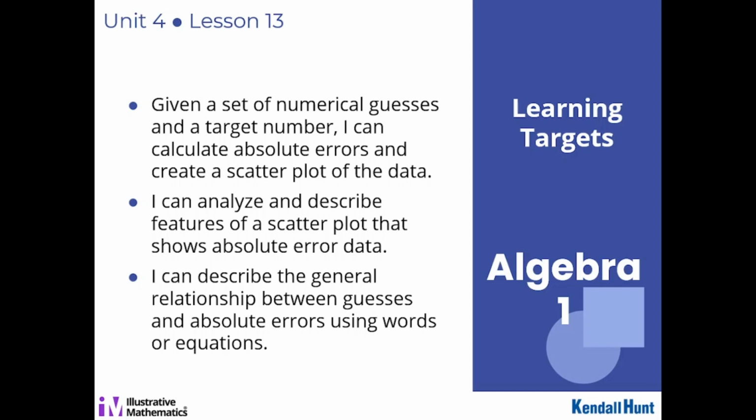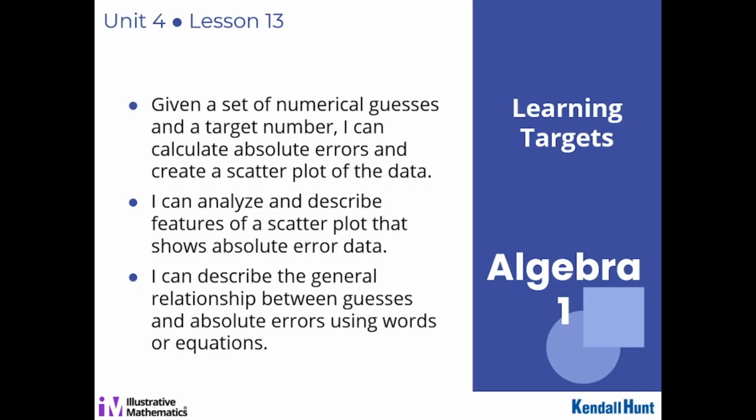Learning target number 1. Given a set of numerical guesses and a target number, I can calculate absolute errors and create a scatter plot of the data. This simply means if I give you a list of guesses and I give you what the number should have been, you can tell me how far away those guesses are, not caring whether they are below or above the given number, and then be able to plot those on a scatter plot.